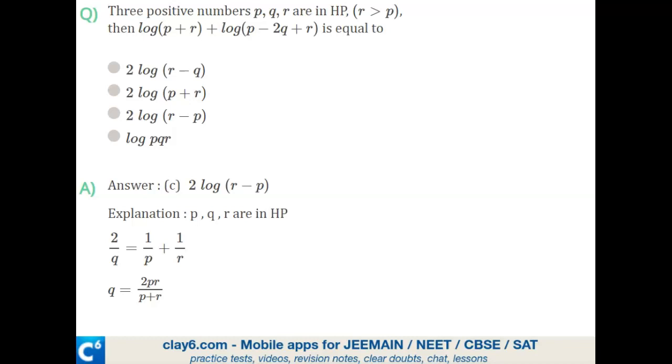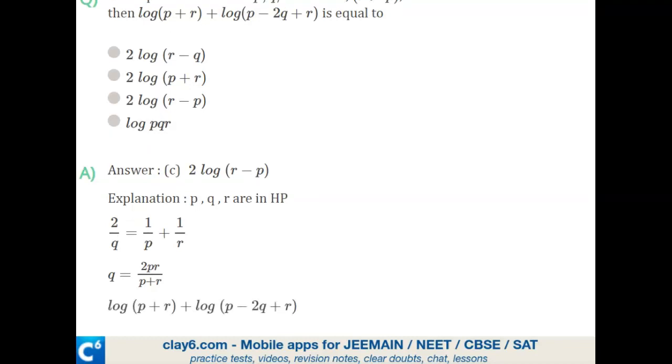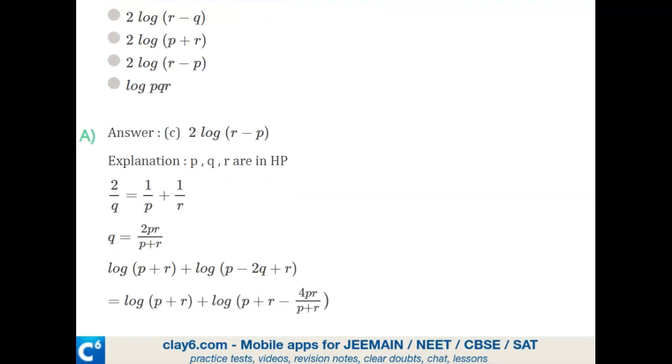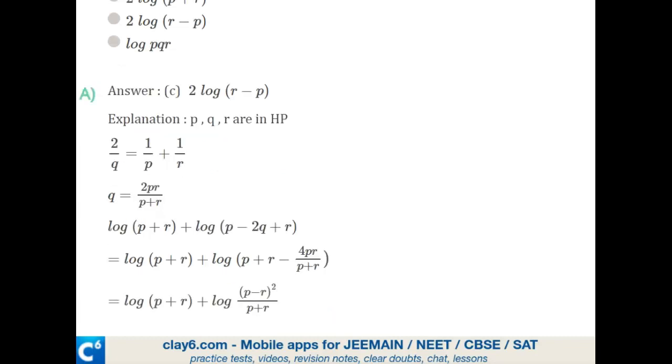So let us do it differently, where we substitute for q instead. So we're going to take this and we're going to substitute for q instead. So p plus r, log p plus r minus 4pr by p plus r. Then you do the math and you'll get log of p minus r square by p plus r, because it's p plus r square minus 4pr. That makes it p minus r square.